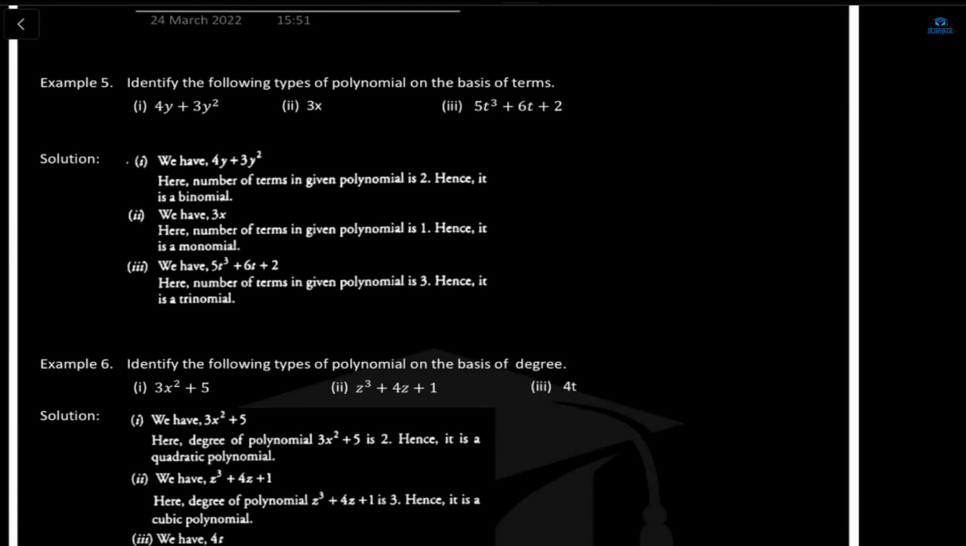So just concentrate here. Now, example number 5. Identify the following types of polynomial on the basis of the terms. So Shazan, for you, tell me, the question is that you have to identify the type of the polynomial on the basis of terms.